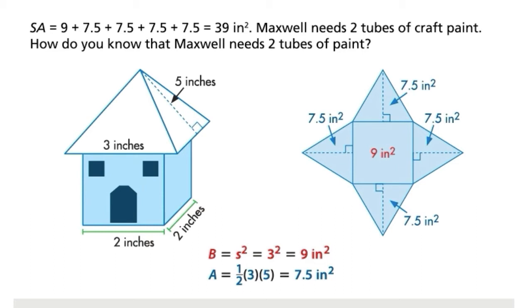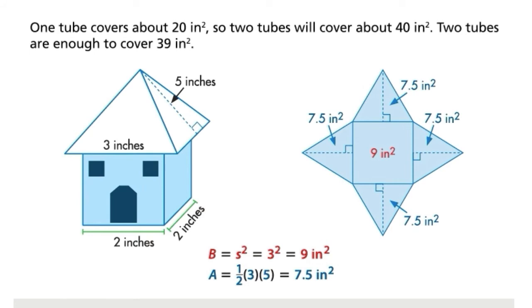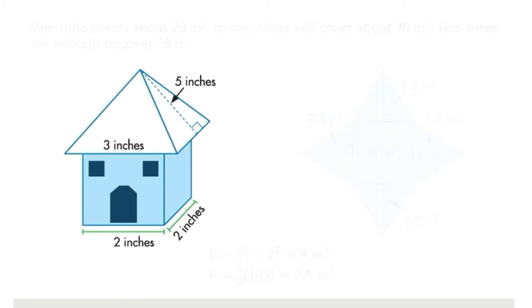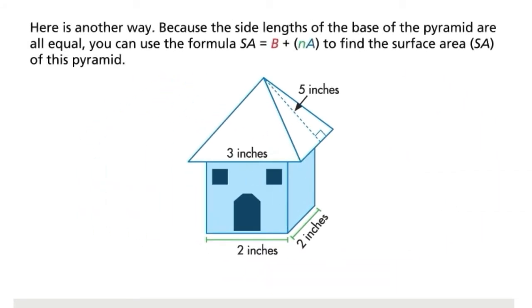How do you know that Maxwell needs 2 tubes of paint? One tube covers about 20 inches squared, so 2 tubes will cover about 40 inches squared. 2 tubes are enough to cover 39 inches squared. Here is another way. Because the side lengths of the base of the pyramid are all equal, you can use the formula SA equals B plus, open parenthesis, N times A, close parenthesis, to find the surface area, SA, of this pyramid.